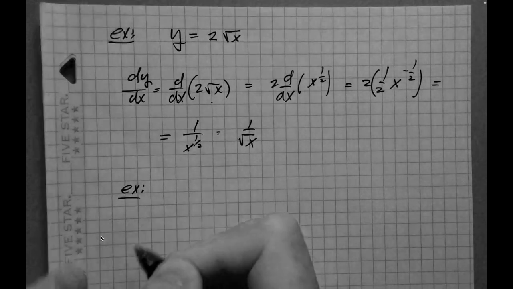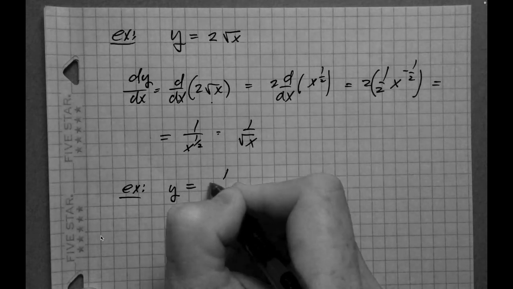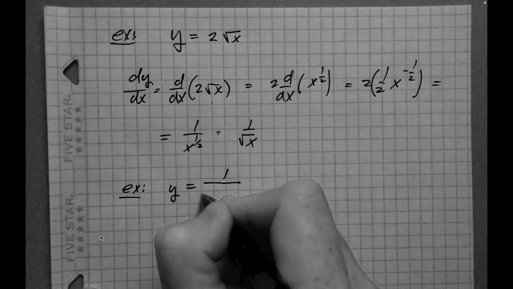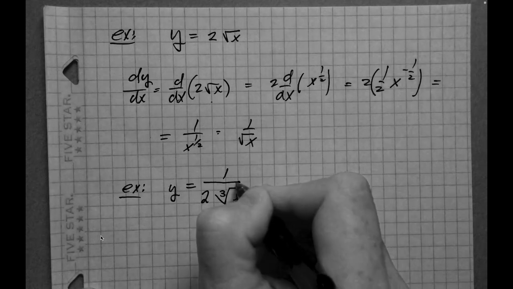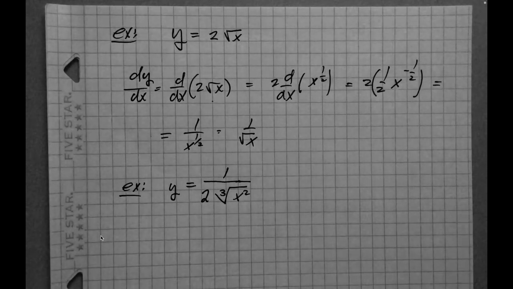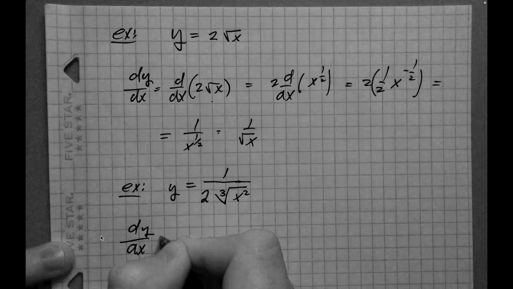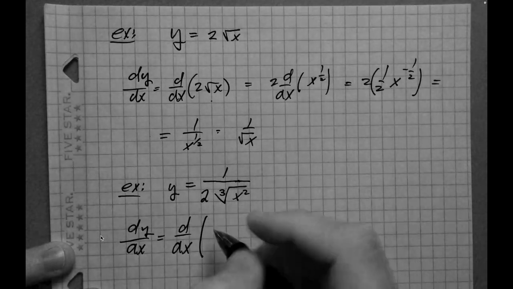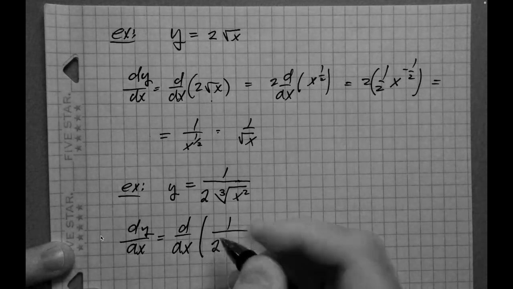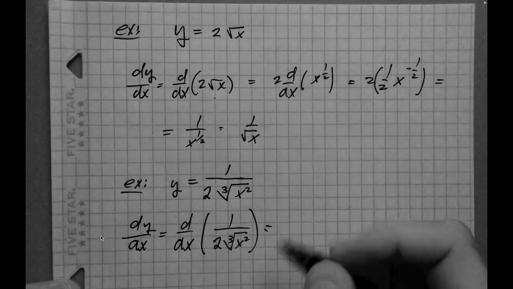And let's try one more here. Maybe, let's say y is equal to 1 divided by 2, and then it's the cube root of x squared, so kind of a more complicated one. Let's see what we can do with this. Okay, so then dy dx is equal to d dx of 1 over twice the cube root of x squared. So of course we can pull the 1/2 out.